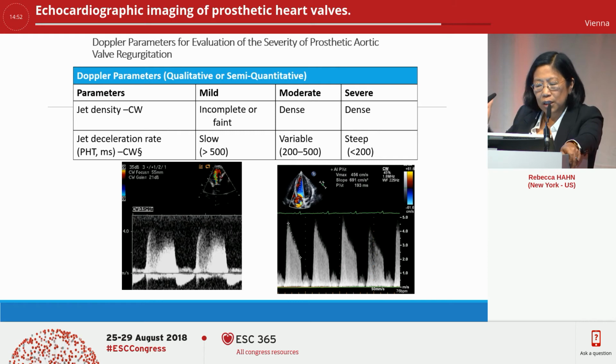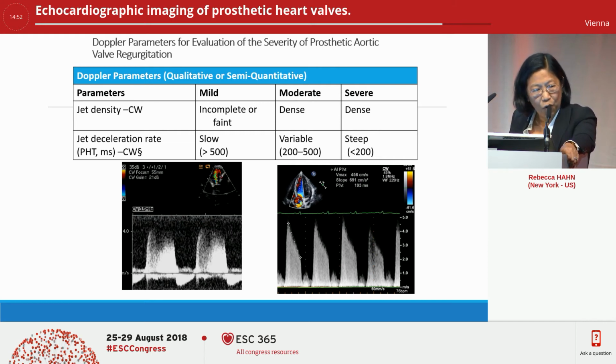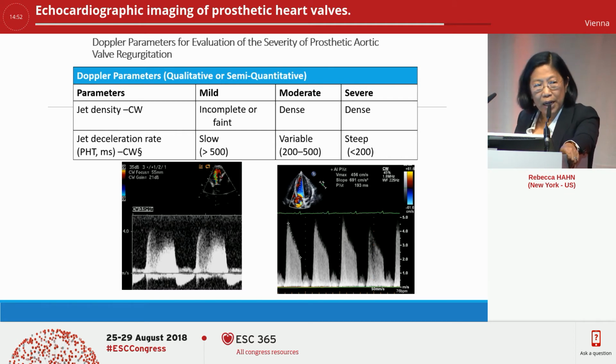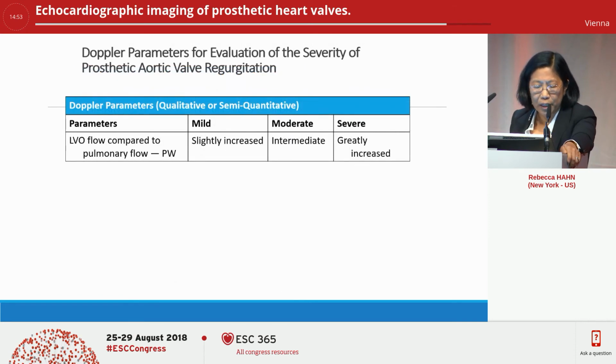And in addition, the pressure half time is highly dependent upon the compliance of the aorta and the LV, such that in older patients that have poor compliance of the aorta or poor compliance of the LV, that slope will be very rapid in the setting of mild aortic regurgitation. So a caveat there in our older patient population.